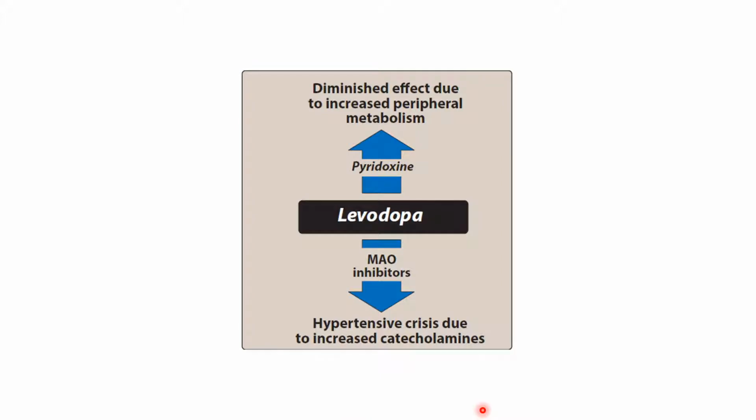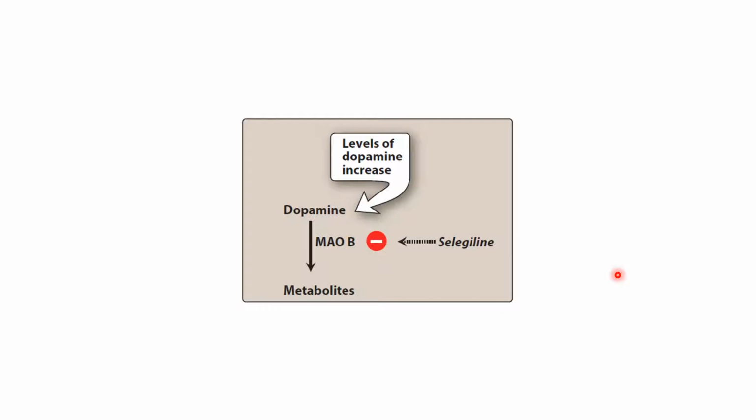So the interactions of the levodopa include the interaction with the pyridoxine. Pyridoxine leads to the diminished effect due to the increased peripheral metabolism, and the monoamine oxidase inhibitors, in combination with the levodopa, will indeed lead to the hypertensive crisis due to increased catecholamines. So that is why these drugs should not be combined.